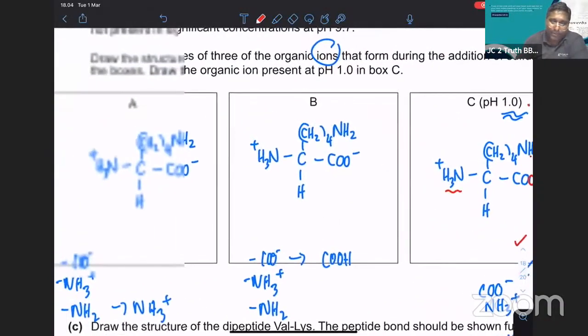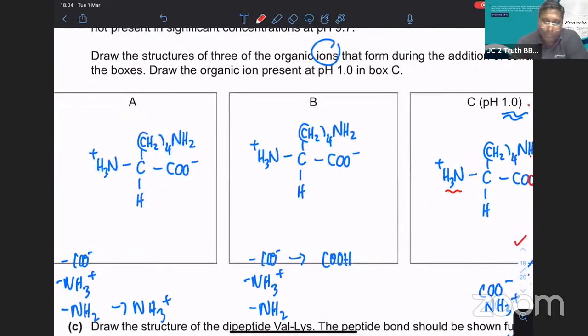Now let's look at the other two, moving from pH 9.7 to become pH 1. The first part is as the H plus is increasing, the H plus is going to react with the COO minus. So this one is going to come over here. The NH2 is still not in excess at pH 1, so it still maintains like this and doesn't react first.